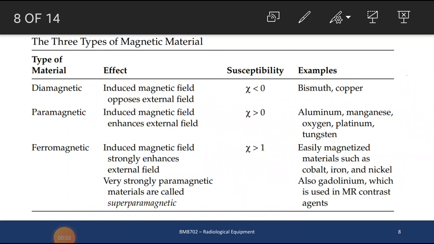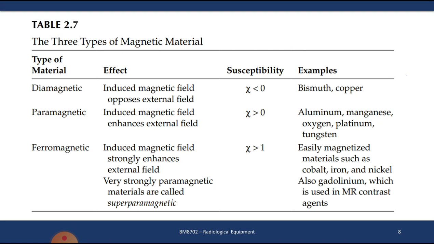In continuation with the previous video, we were looking at the magnetic materials. That is, we were looking at the physics for an MRI. So here you can see in this table we have three different types of magnetic materials: diamagnetic, paramagnetic, and ferromagnetic. In diamagnetic examples, you have bismuth and copper. Paramagnetic materials, you have aluminum, manganese, oxygen, platinum, and tungsten. And ferromagnetic materials, you have cobalt, iron, nickel, and gadolinium. So we have different examples for different types of materials.